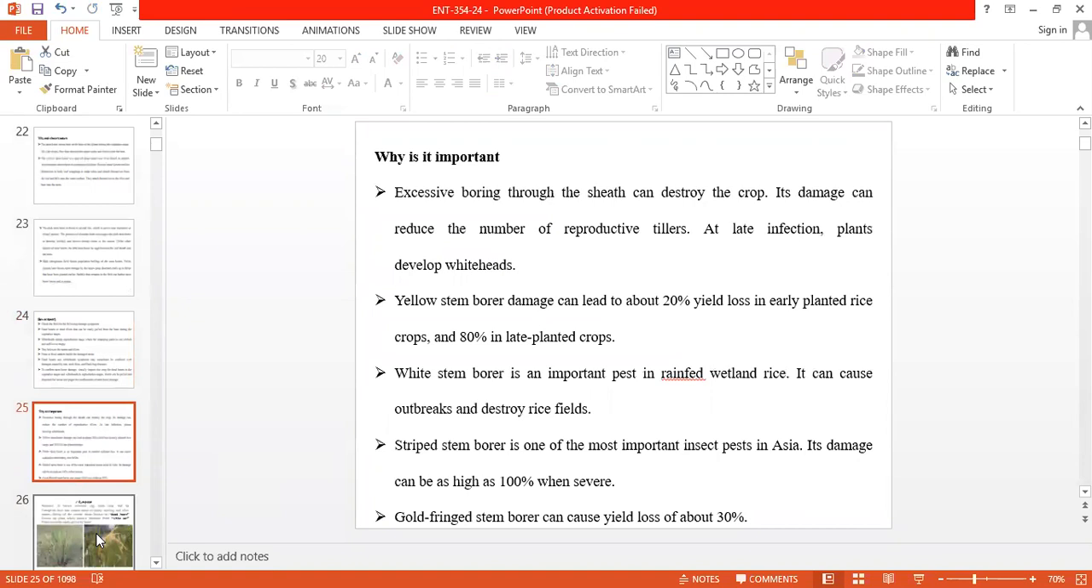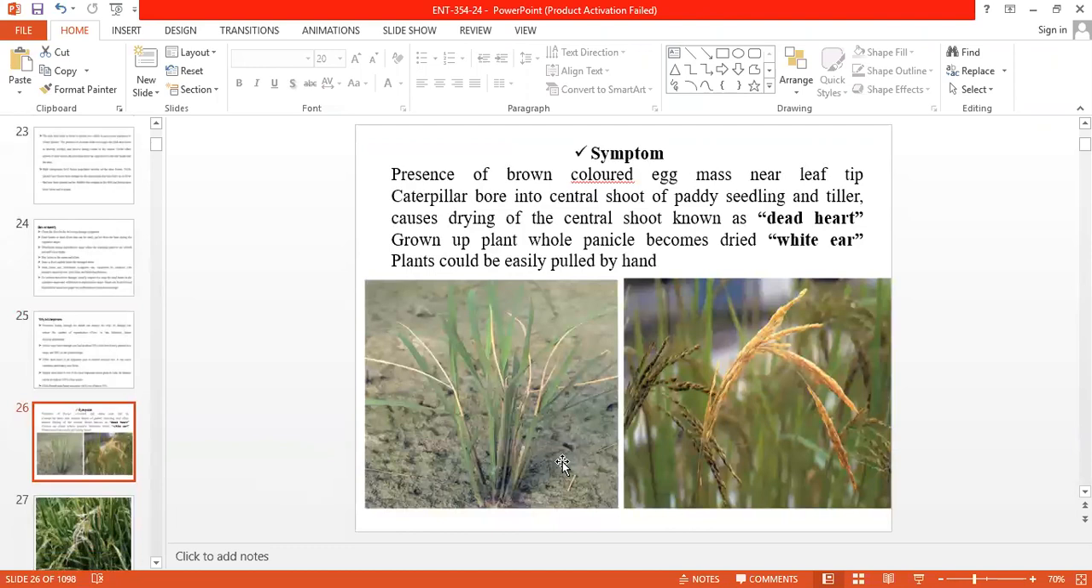Then why is this pest important? Because of excessive loss: minimum 20% yield loss in early planted rice and 80% in late planted paddy crops. So that's why this is a very serious pest of paddy. Maximum 80% loss is noticed due to the yellow stem borer. So these are the drying of the central shoot, dead heart symptoms and white ear panicle symptoms, mainly due to the infestation of yellow stem borer.